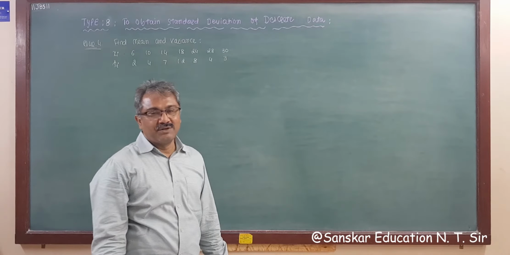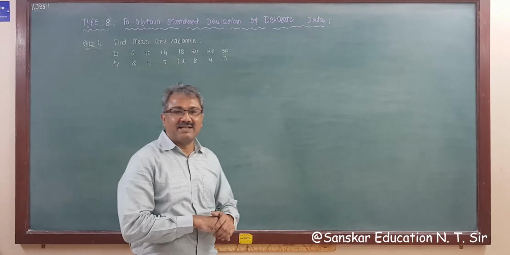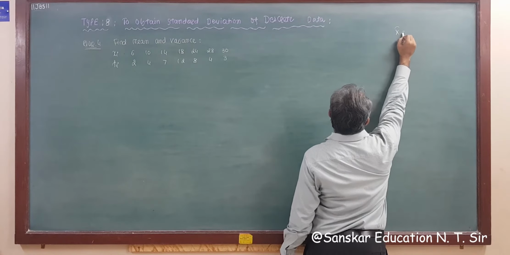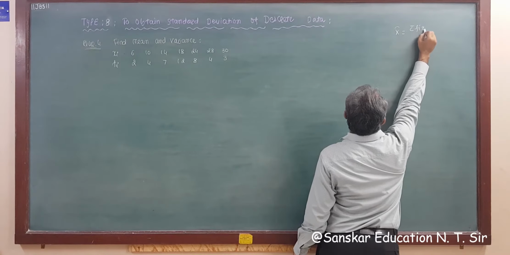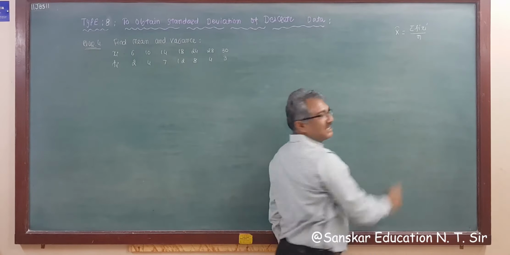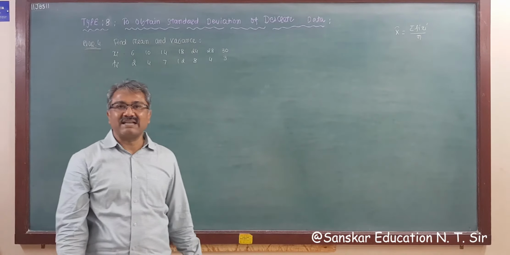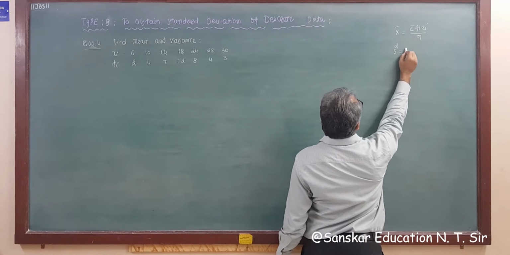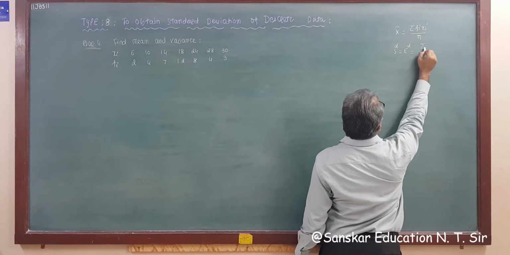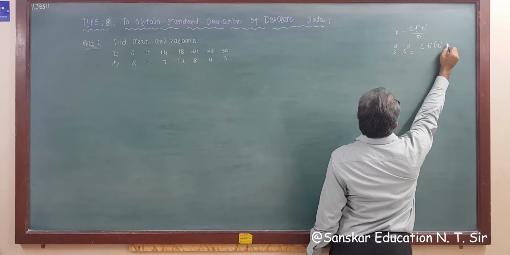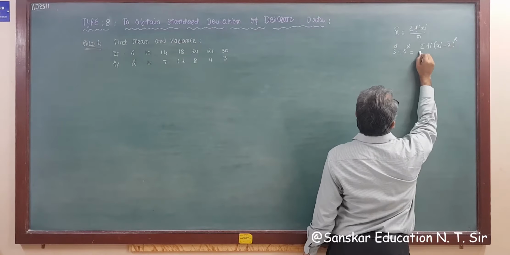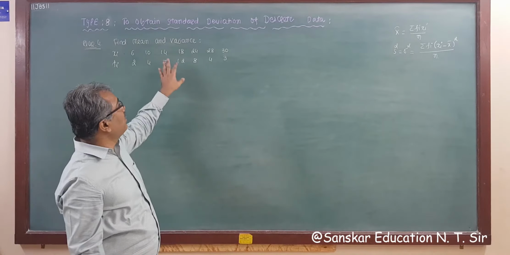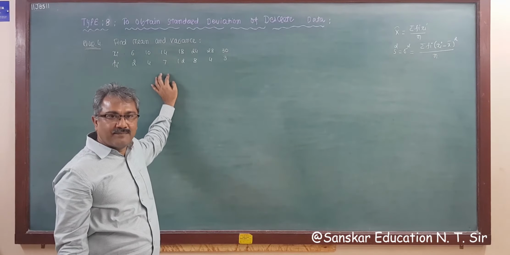For standard deviation or variance of discrete data, the formula for the mean x bar is equal to sigma fi xi upon n. And for variance, s square or sigma square, the formula is sigma fi times (xi minus x bar) whole square, whole upon n. These are the two formulas which we have to apply for solving this question.